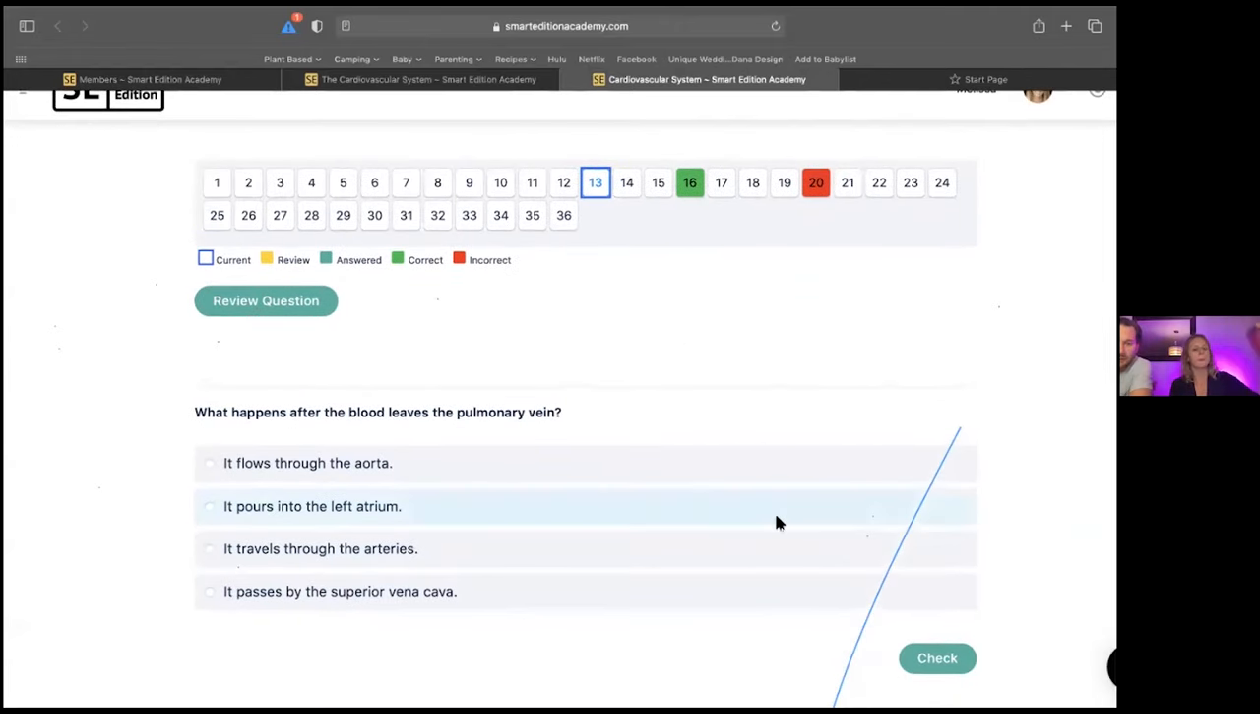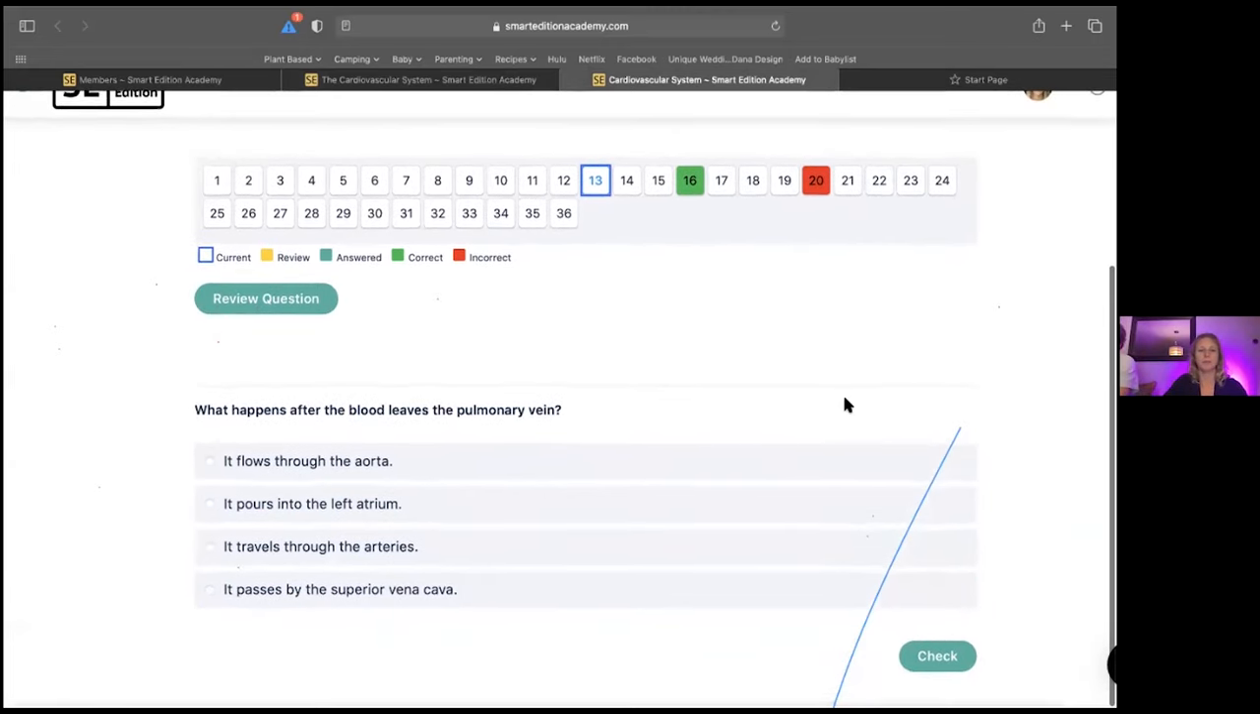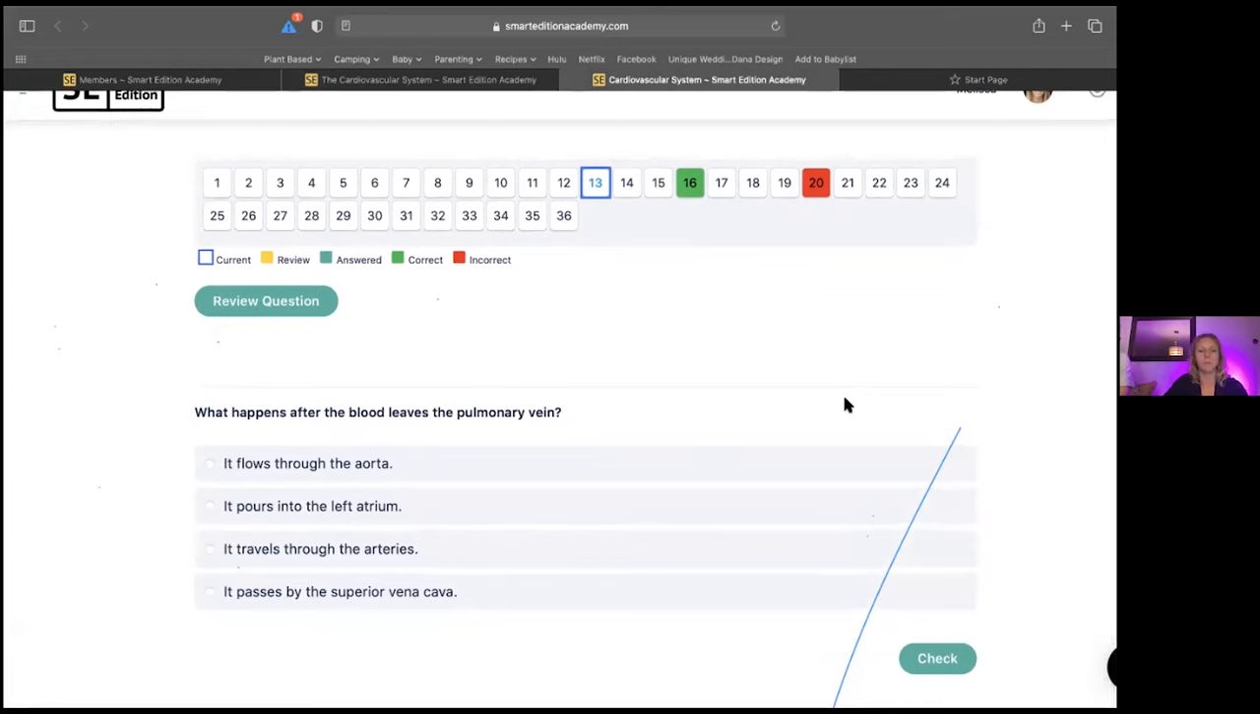What happens after the blood leaves the pulmonary vein? A, it flows through the aorta. B, it pours into the left atrium. C, it travels through the arteries. Or D, it passes by the superior vena cava.